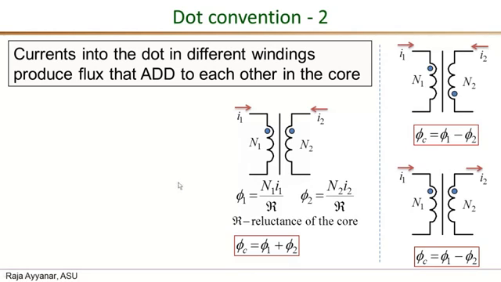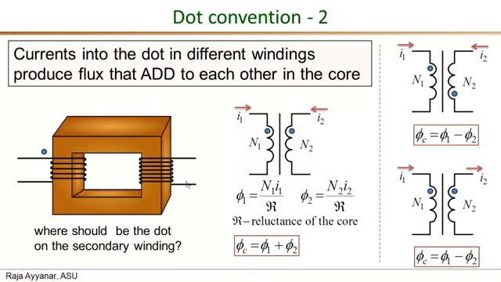Okay, so let's use the principle that we just learned to solve this example problem. Okay. So given this transformer core structure and the two coils with their given winding directions, and also given that the dot for the primary winding has been placed at the top, the question is where should be the dot for the secondary winding. Okay. So I would like to urge you to pause at this point and try to solve this example yourself.